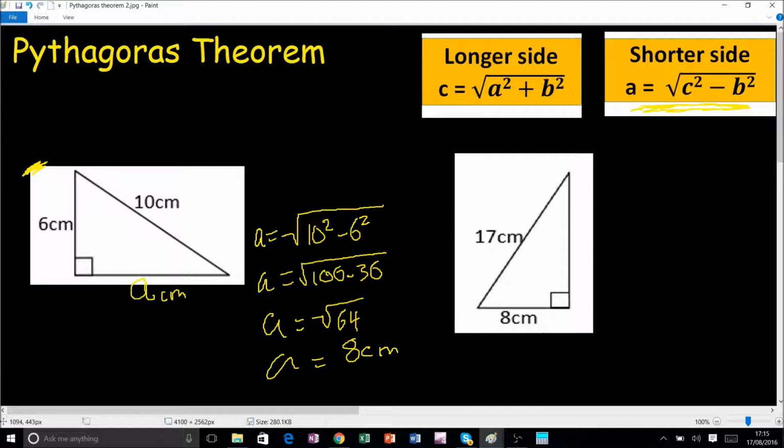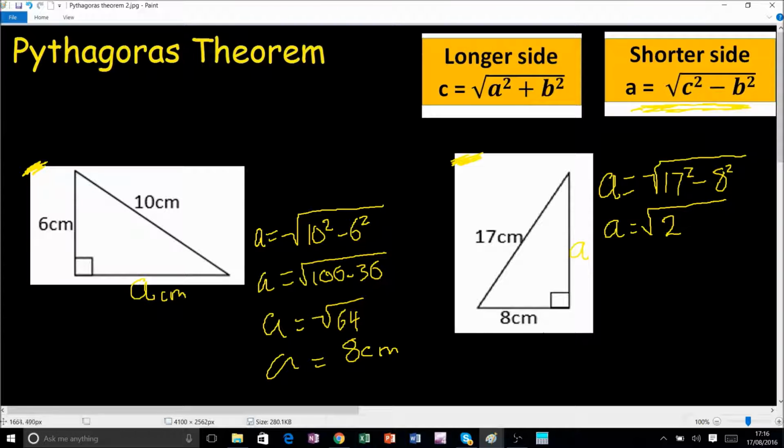Lovely. Now let's move on to this question. We've got 17 centimeters and 8 centimeters. Our longest side is 17 centimeters, and we're trying to look for one of the other smaller sides. So let's call it A again. We're going to say A is equal to the square root of 17 squared, take away 8 squared. Now I'm going to do this on the calculator very quickly. 17 squared take away 8 squared.